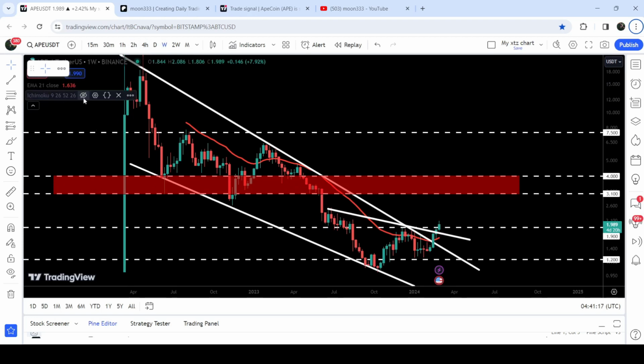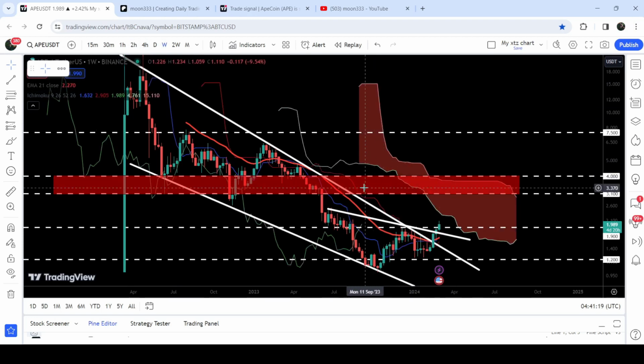And now if we take a look at this Ichimoku bearish cloud, that is also another very strong and long-term resistance coming on the way of ApeCoin. You can see that we are about to hit that resistance as well. And once it is able to break out this Ichimoku bearish cloud, then this cloud can be turned into a very strong and long-term support.